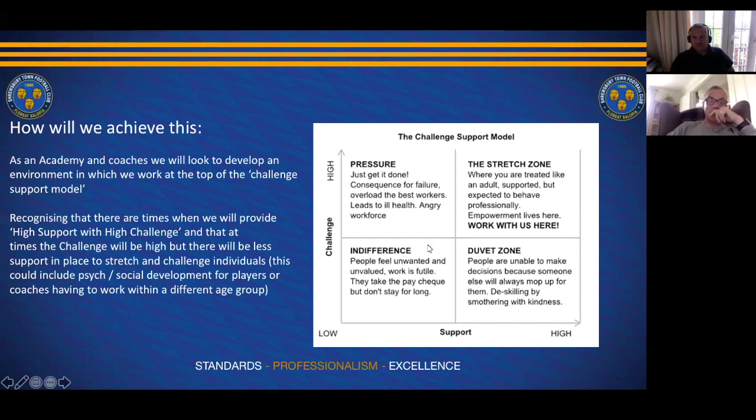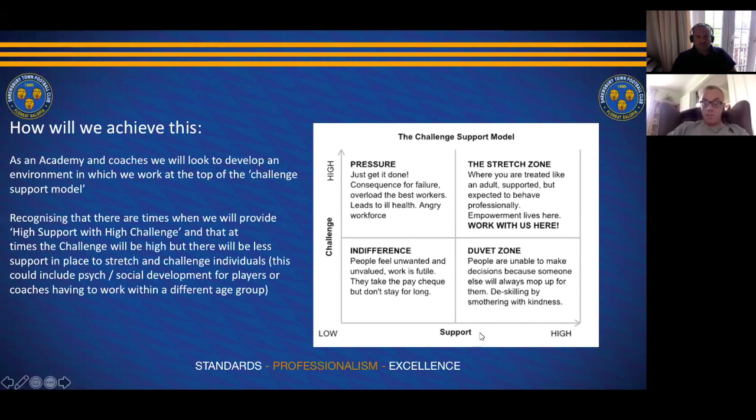So again, this is another model that we use for us as staff supporting each other, but also for coaches supporting players. Can they start to stretch and challenge their players appropriately so they get better, just like we're trying to stretch and challenge our coaches appropriately, so hopefully they get better.